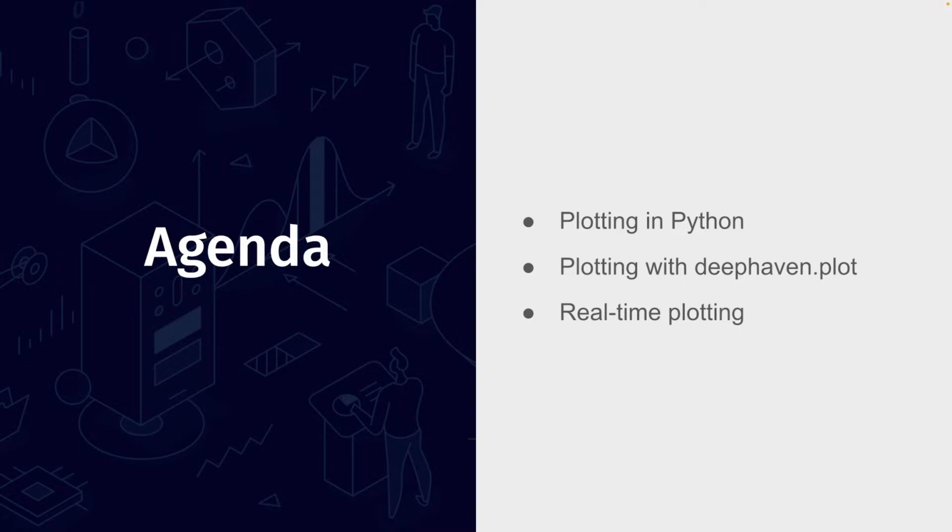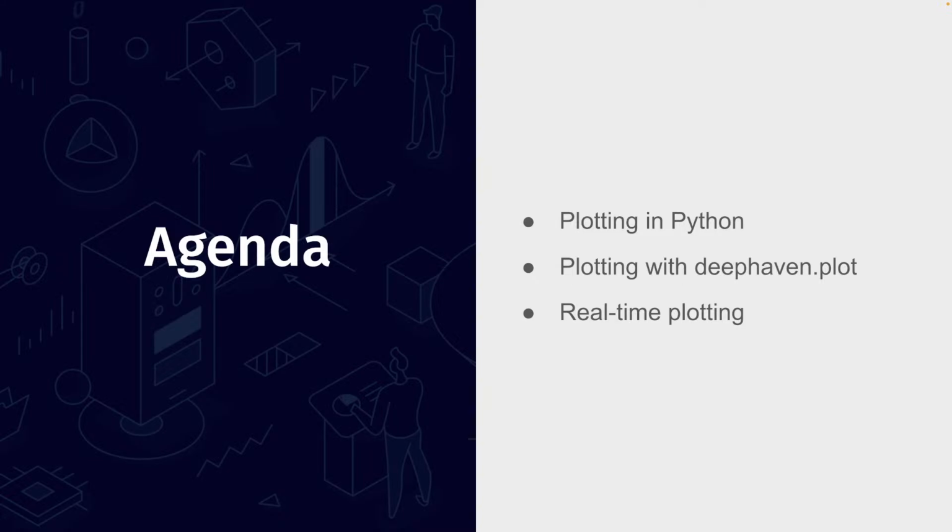In the agenda today, I just want to talk a little bit about plotting in Python. I'm going to follow it up with some syntax and examples of deephaven.plot, and then I will last show an example of real-time plotting. I won't talk much about real-time plotting because the cool thing is you don't actually have to do anything different with Deephaven's Python plotting API to make it work in real time. The workflow is identical for static and real-time data.